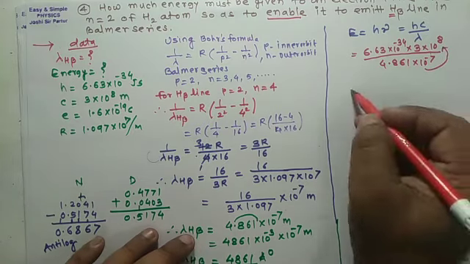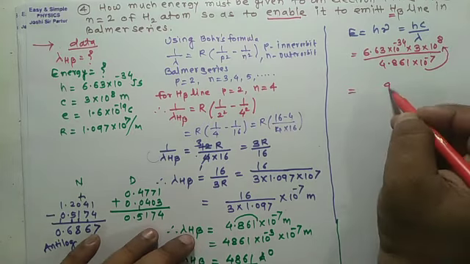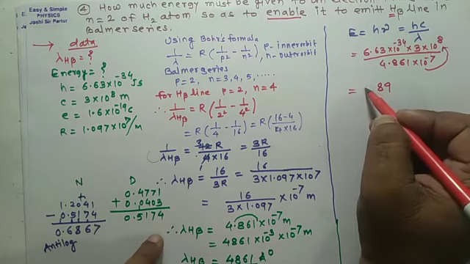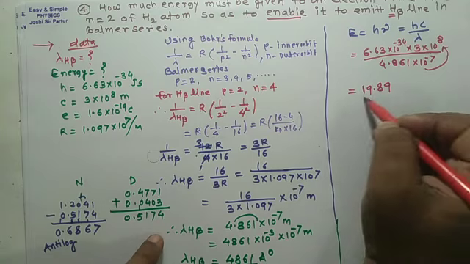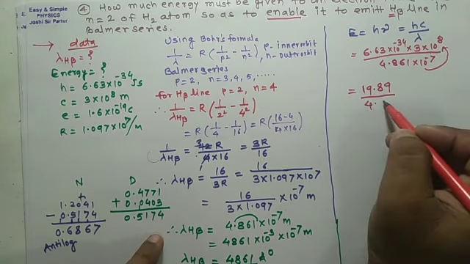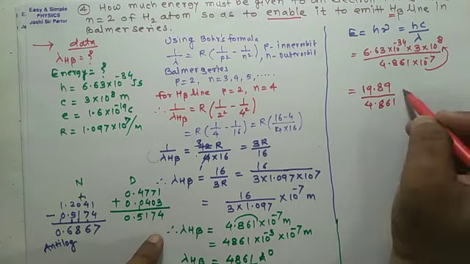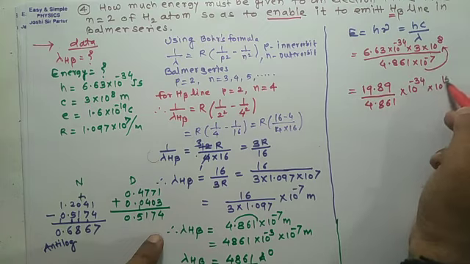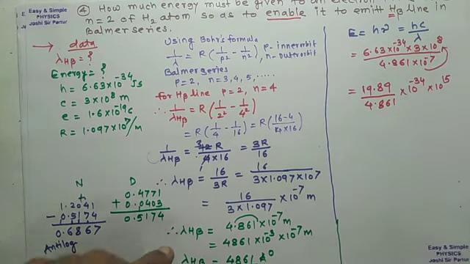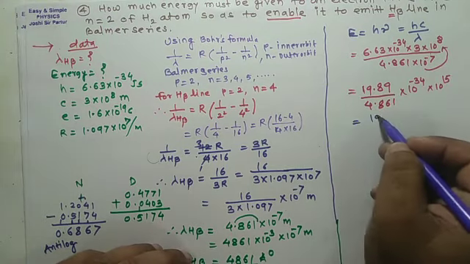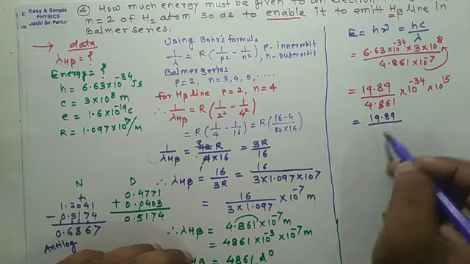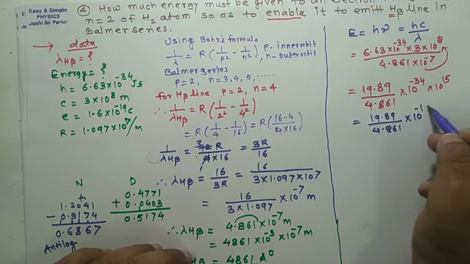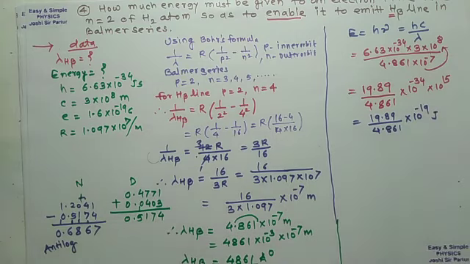So the multiplication: 3 times 9 is 27, 3 times 6 is 18, and so on, giving 19.89, divided by 4.861 into 10 raised to minus 34 into 10 raised to 15. So we can write it as 19.89 divided by 4.861 into 10 raised to minus 19 joule.